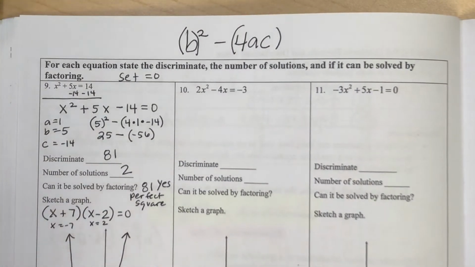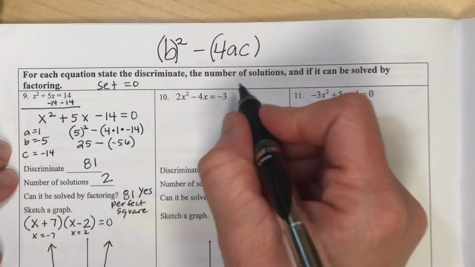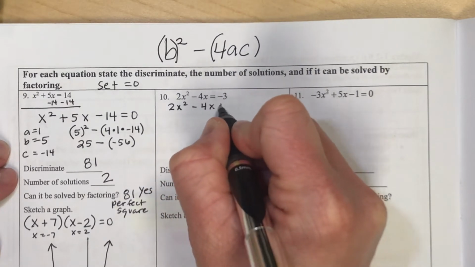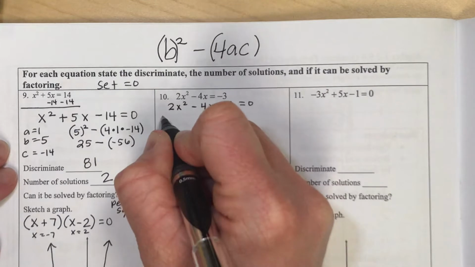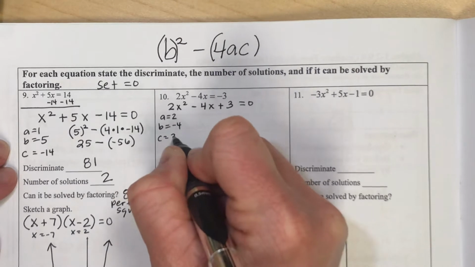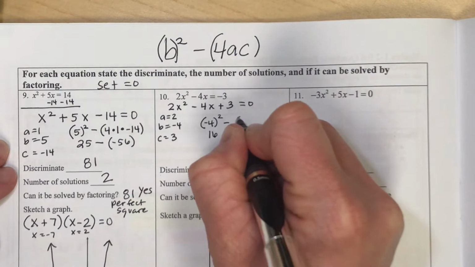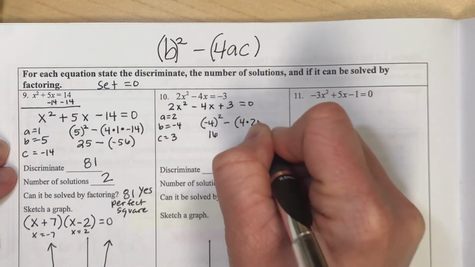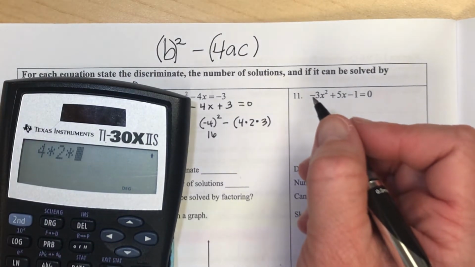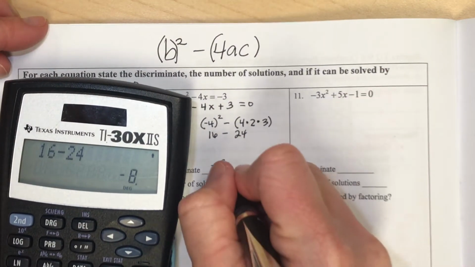Okay, here's another one. 2x squared minus 4x equals negative 3. Remember, you have to have it set equal to 0, so I'm going to rearrange this. 2x squared minus 4x plus 3 if I add that 3 to the other side. So here my a is 2, b is negative 4, c is 3. I'm going to take negative 4 and square it. Negative 4 times negative 4 is 16. I'm going to subtract 4 times my a of 2 times my c of 3. Then 4 times 2 times 3 is 24, and 16 minus 24 is negative 8.